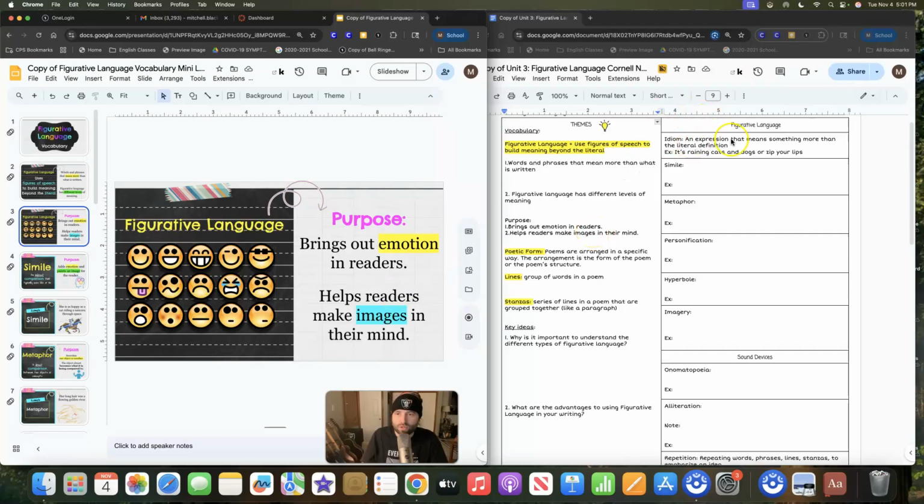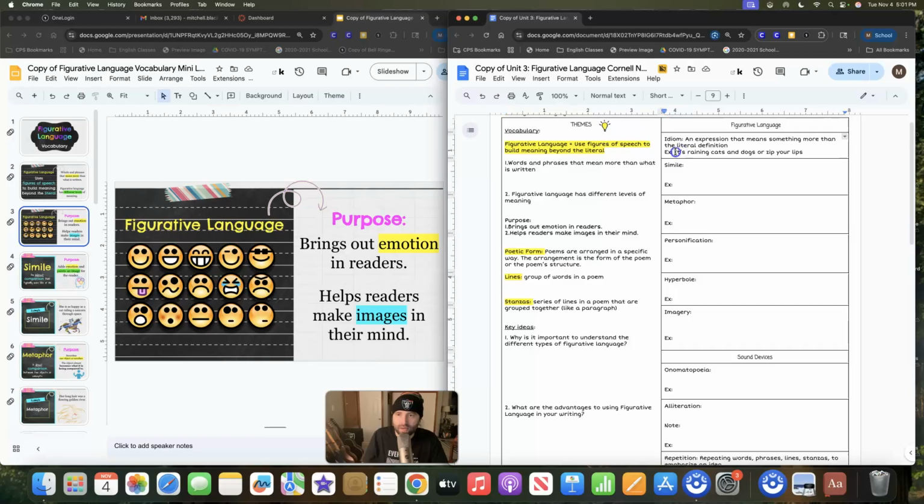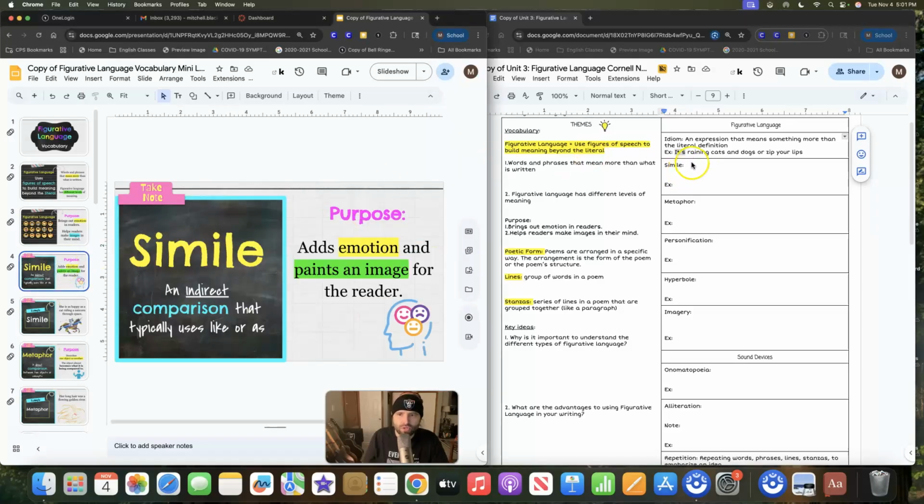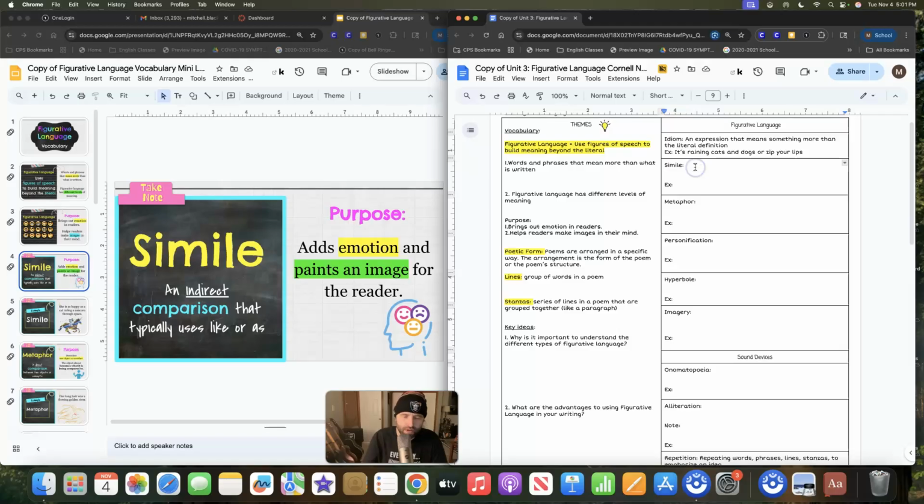Now, our first one here that I want to talk about is idiom. I want to first apologize in my example here. There should be an apostrophe. If you can just add that apostrophe on your notes, it's raining cats and dogs. Just say it is raining cats and dogs. But an idiom is just an expression that means something more than the literal. Now, when we get to the rest of these, I don't need you to write out the purpose for me. I just need you to write out what it is.